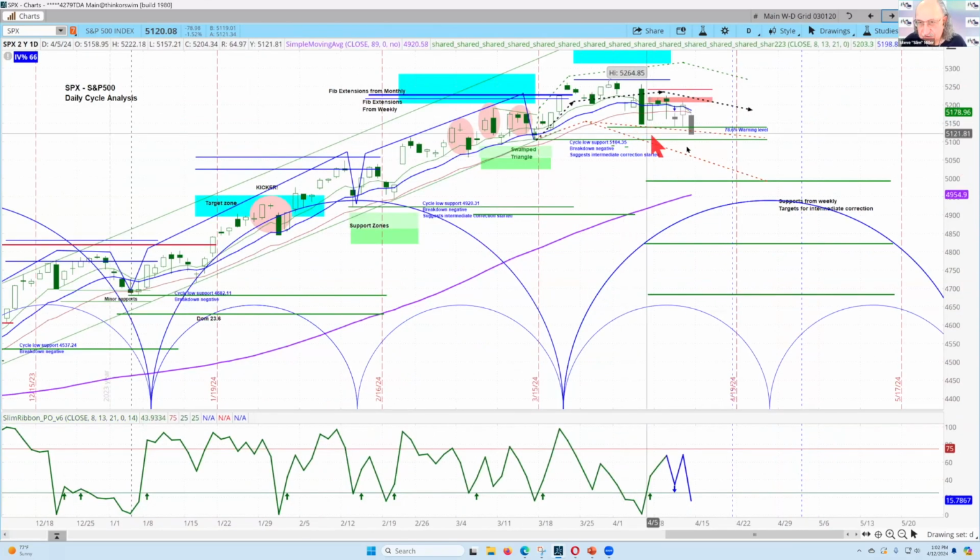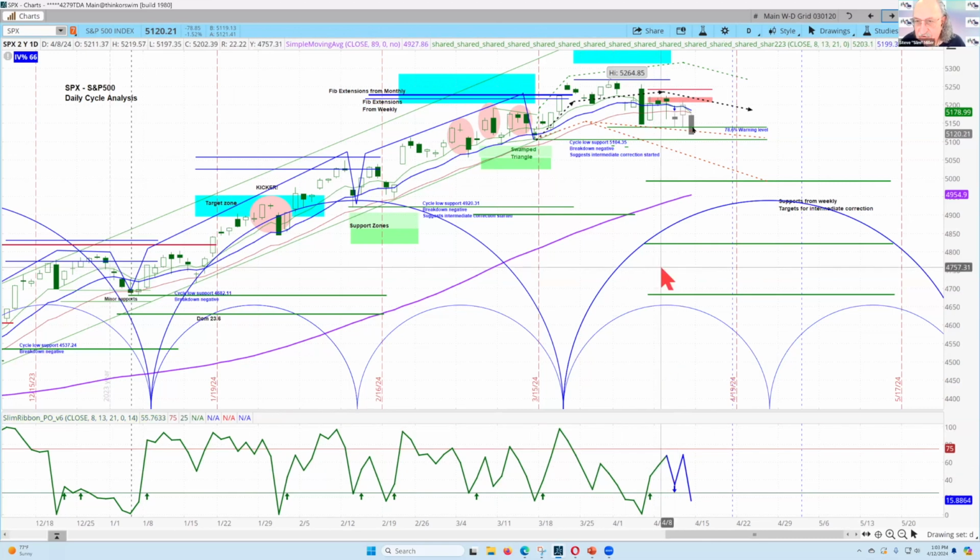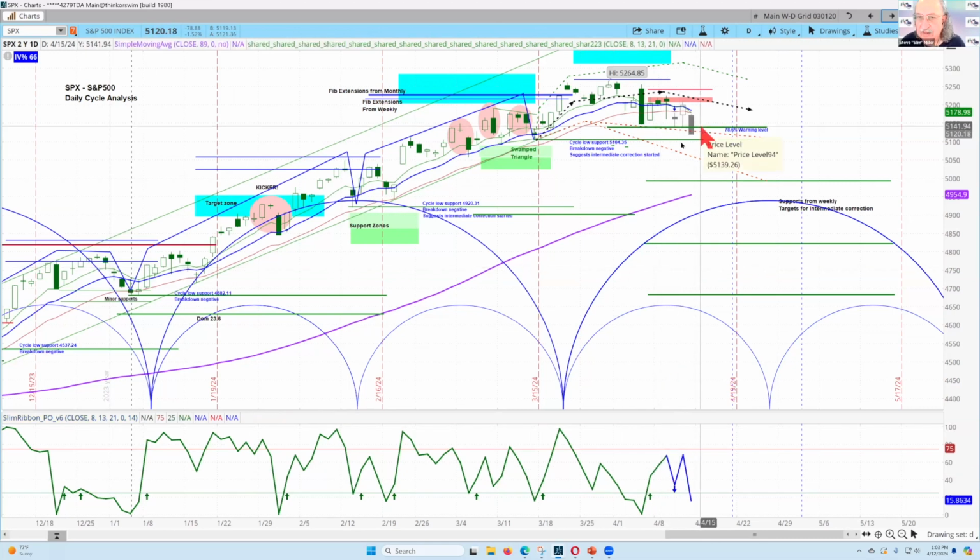Now, I drew this bottom channel in here because of the break of the 78.6% warning level. So you can see in here the minor cycles on the daily chart, and this upward conditions and the upward resumptions, and then right over here, this turning neutral. So the momentum condition on the slim ribbon PO turned neutral here in the last several days. At the same time, you get a break today of the warning level.